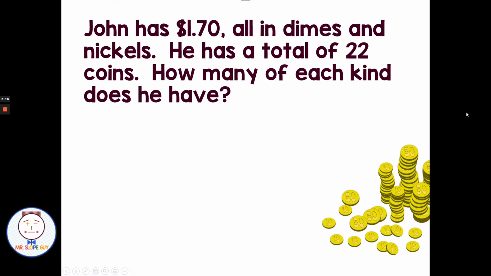And if we look at some examples, let's write down example number 1. We have John has $1.70, all in dimes and nickels. He has a total of 22 coins. How many of each kind does he have?